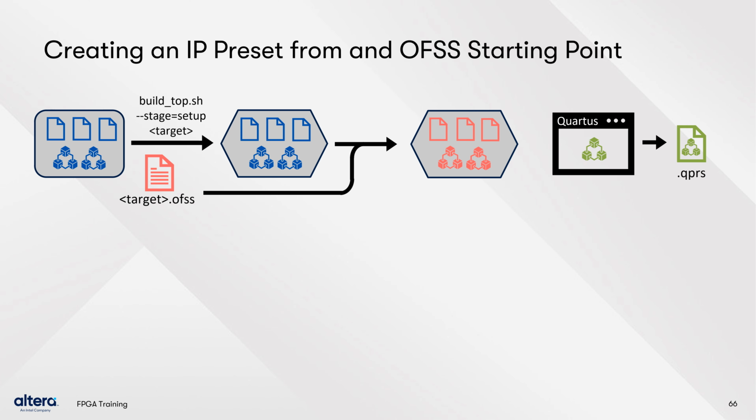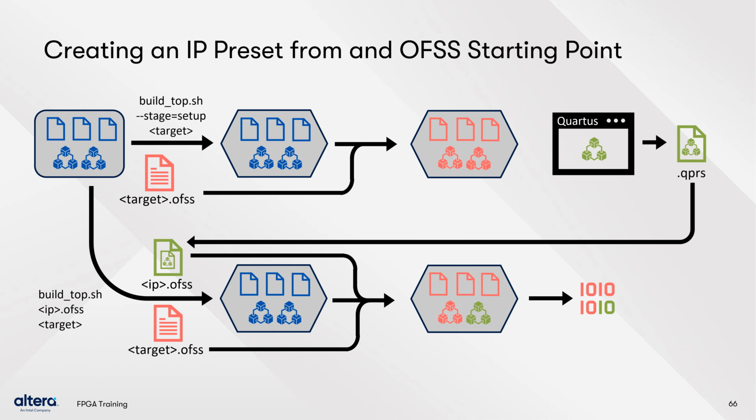You can then create a new OFS settings file which points to the presets file. Now you can run the full build script with the new settings file to incorporate the IP changes into the design. For detailed instructions on making modifications to the OFS designs, refer to the Shell Developer Guides. You can find links to the Shell Developer Guides at the end of this training video.